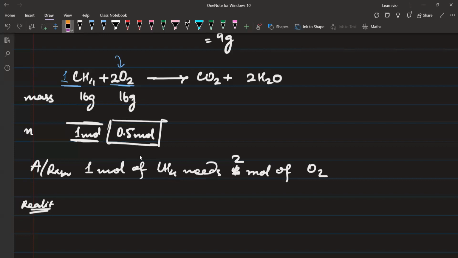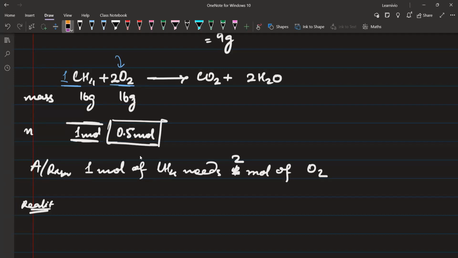If O2 was more, we would have got more product. Because O2 is less, CH4 cannot completely react, because 1 mole requires 2 moles, but we have only 0.5. So obviously, the amount of product that we should be getting from the 1 mole of CH4 will not be that much. And that is why we call it limiting. It limits the potential of the reaction. Okay? So that is a bit of etymology.